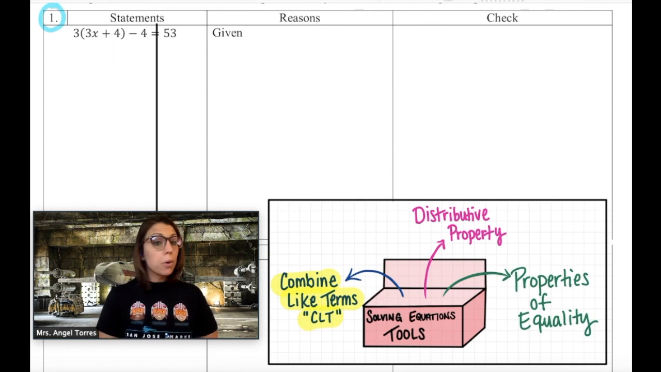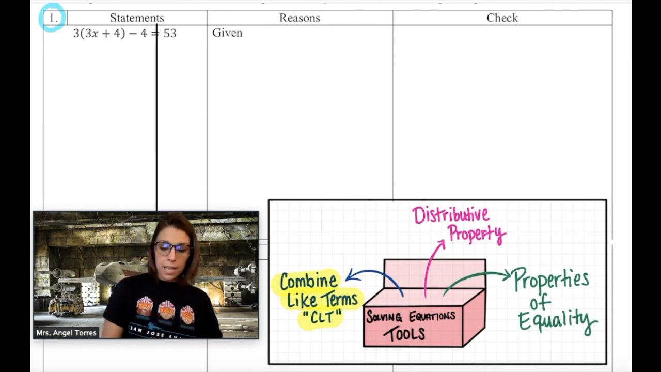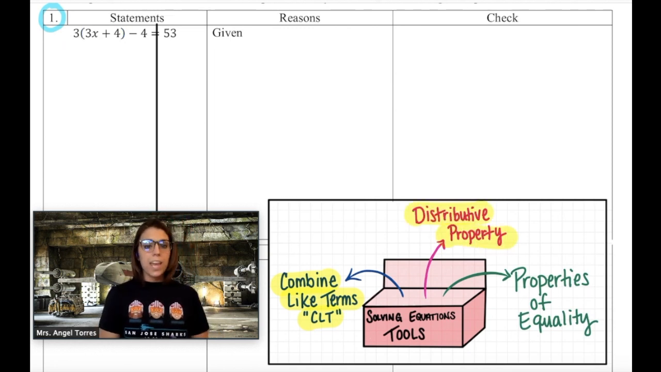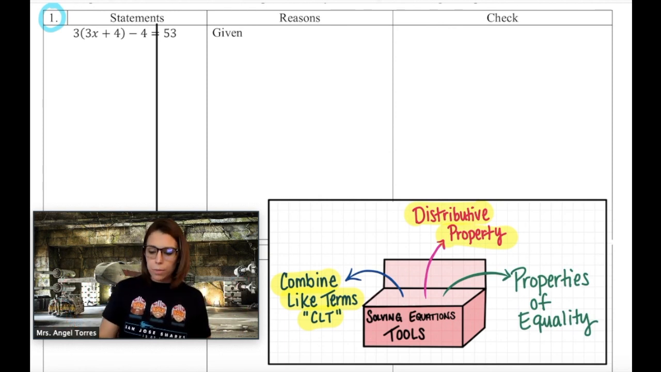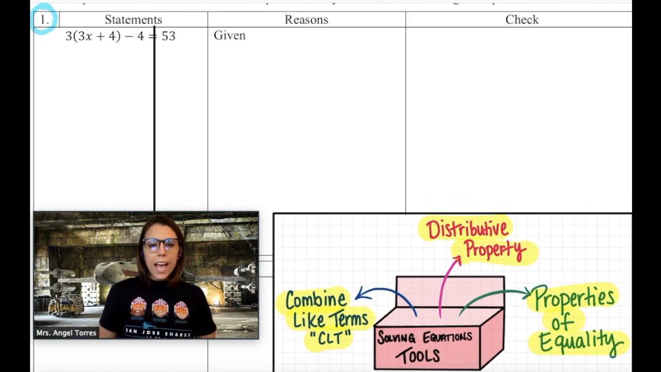Do you see parentheses here? Yes, I see parentheses right there in that group of 3x plus 4, which means we'll also be using the distributive property tool. And then because we have a combination of constant and variable terms, we're going to have to make some big ones and zero terms using our properties of equality. Again, we have some options here. We do have the option of distributing first. Could we also combine first?